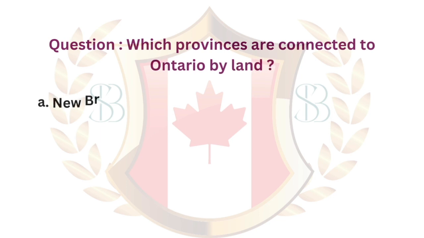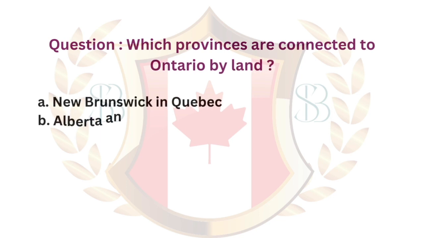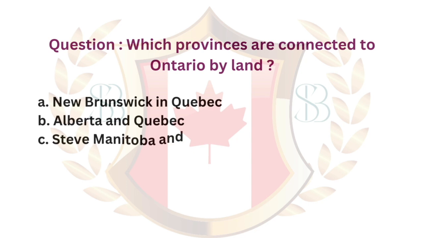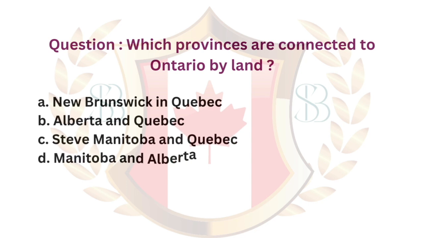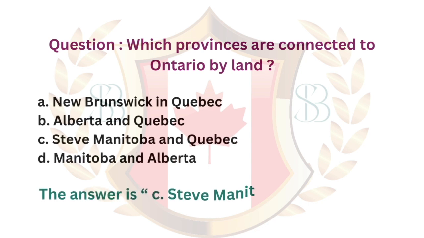Question. Which provinces are connected to Ontario by land? A. New Brunswick and Quebec. B. Alberta and Quebec. C. Manitoba and Quebec. D. Manitoba and Alberta. The answer is C. Manitoba and Quebec.